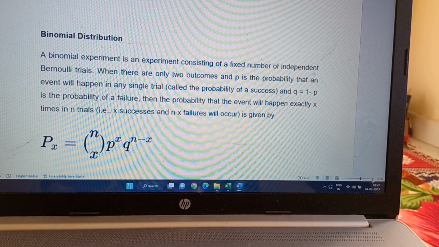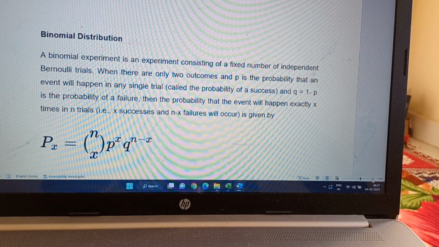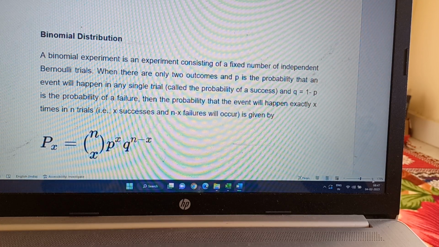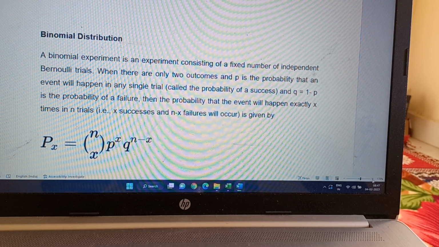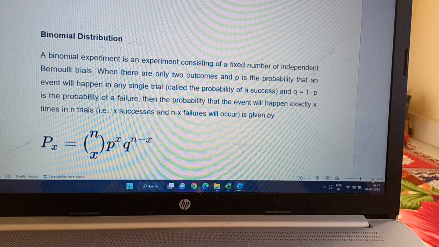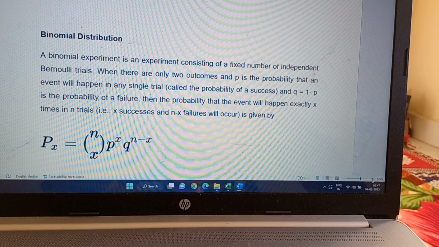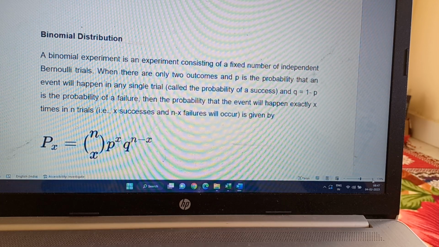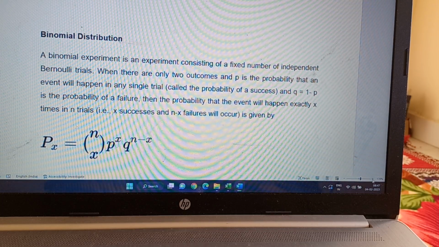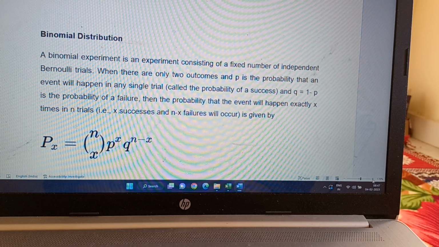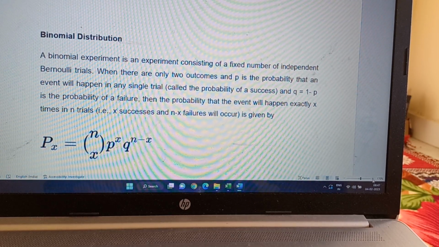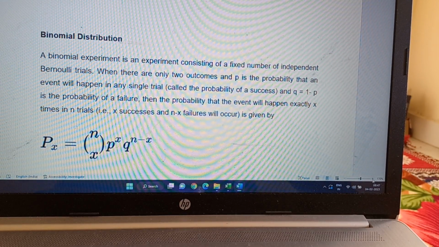Hello everybody. Today I am going to discuss probability distribution, which is very useful for your tomorrow's exam. You will get at least one question from today's discussion. It is also useful for UGC and Indian Economic Service exam. So let's start. I start with binomial distribution.